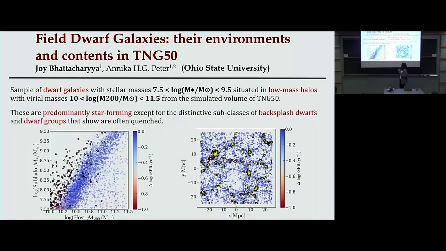We see that the backsplash galaxies are quenched, and they are offset from the main sequence comprising mainly of the centrals. And we also see that these field dwarfs mainly inhabit the voids and other low density environments.